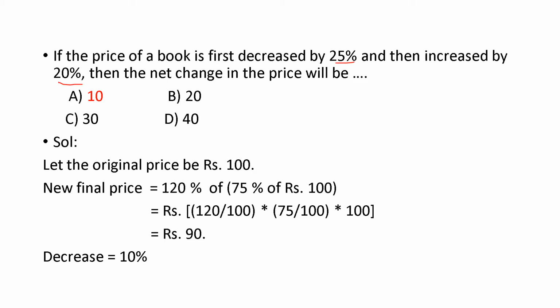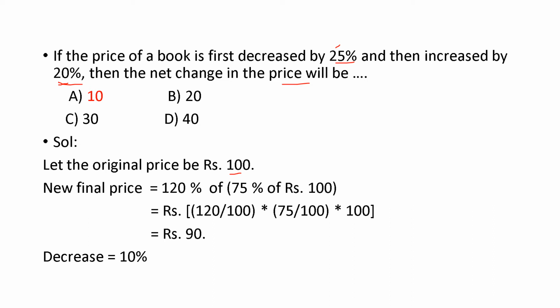Next is, if the price of a book is first decreased by 25% and then increased by 20%, net change in the price will be. The price of the book is first decreased by 25% and then increased by 20%. Then the net change in the price will be, suppose the original price is 100. New final price 120 increase. Okay.